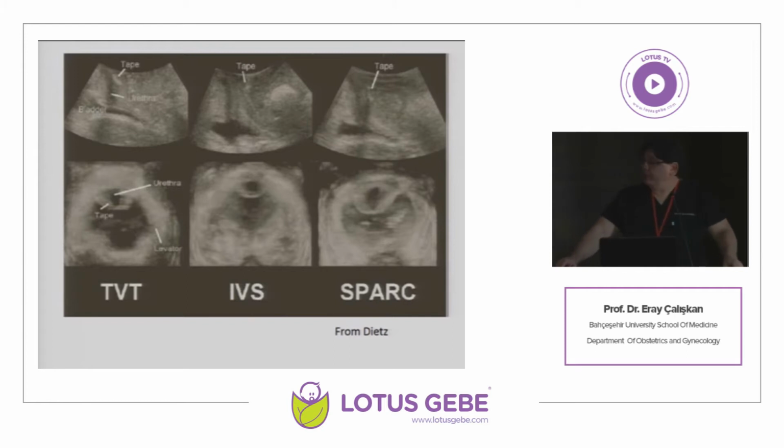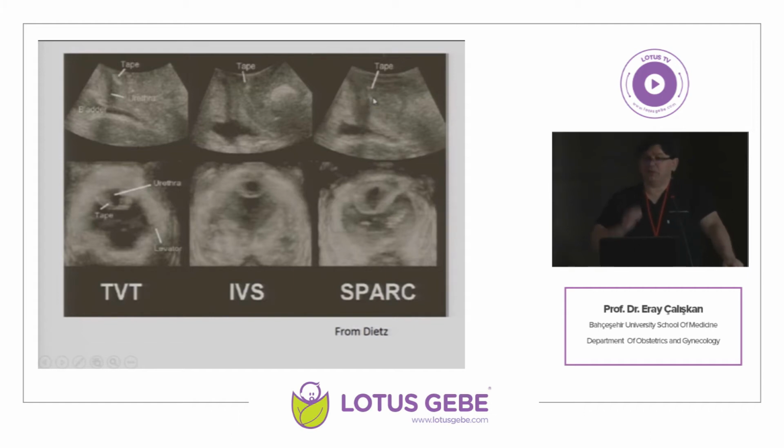In order to compare, this is the TVT mesh, here the tape, here is the sagittal plane, here is the tape. This is the intravaginal sling, this is the urethra and bladder, here is the tape, and this is another spark. Here is the mesh in the sagittal plane below the urethra.